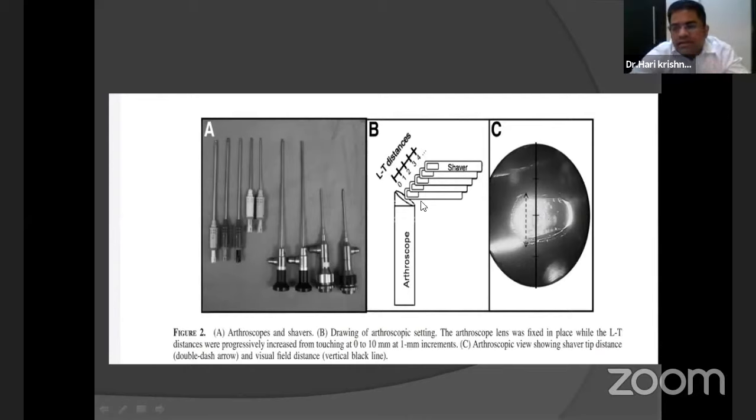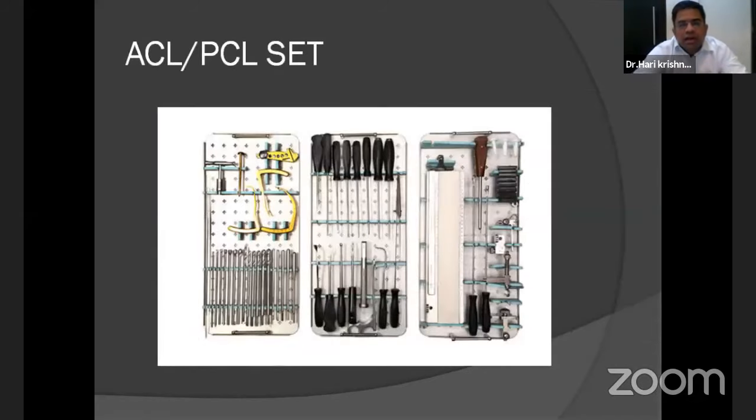So they tell us that there should be at least a 2 mm distance from the scope lens to the opposite shaver system, so that we have very little chance of damaging the scope. This is one good paper which I thought to share with you. And this is very important for starting surgeons, like the ACL and PCL set.